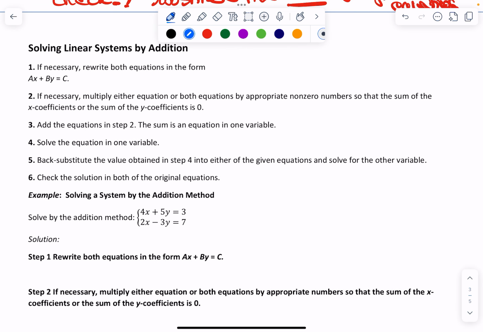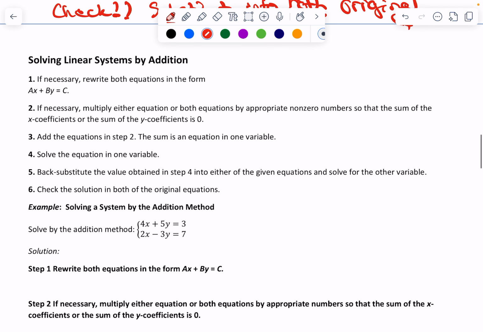Now, our next one is solving linear systems by addition. I'm trying to figure out, there is another word that is used instead of addition. Right now, I totally lost the word. But there's another one being used, which might be familiar to you, but it's the exact same. It's just a different name.